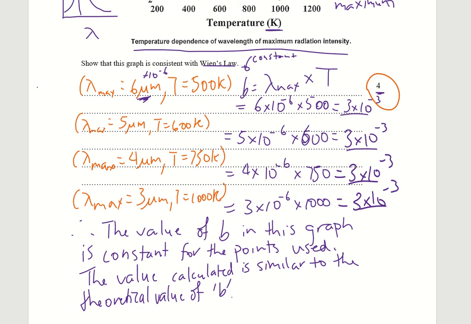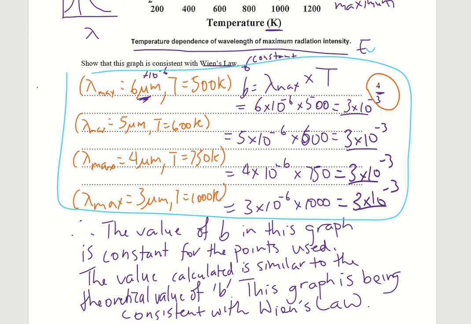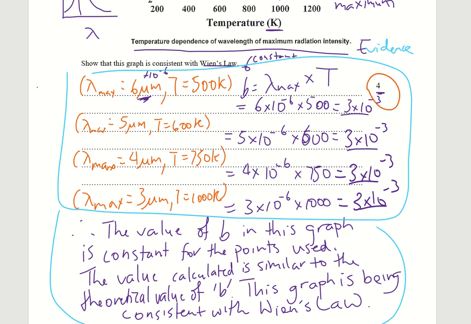Okay, so therefore, the theoretical value of b, so this graph is being consistent with Wien's law. Okay, so we've looked at the evidence, calculated the evidence. So our evidence, if we try and break it down, this is our evidence here. And this blob here, that's our judgment, that's our conclusion.